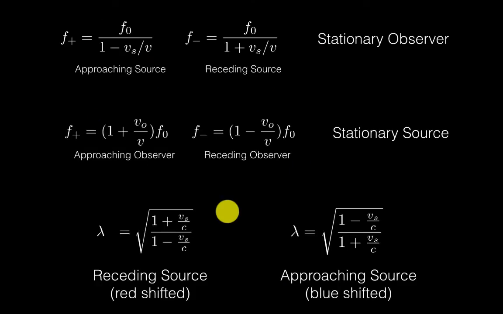Returning to sources moving at subsonic speeds, we have the four equations here for Doppler shifted waves in a medium, and in this case we have two different sets of equations, one for a stationary observer and one for a stationary source.